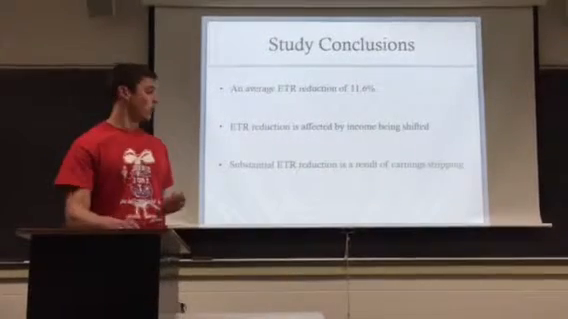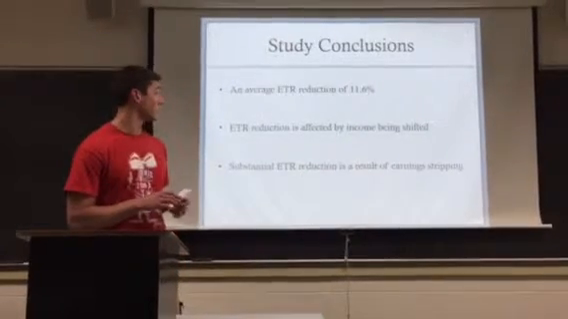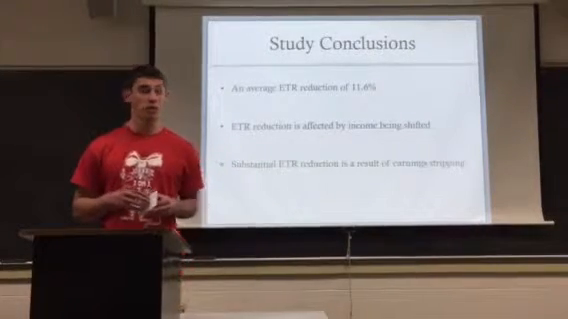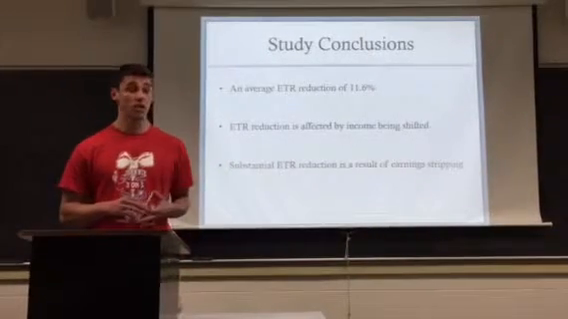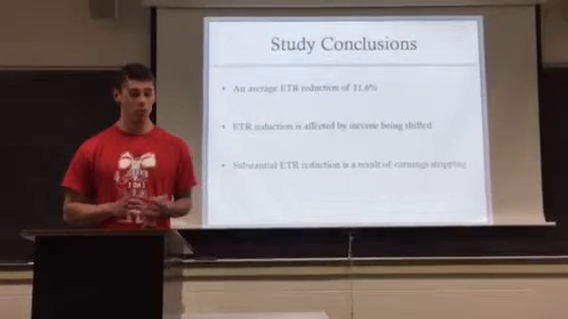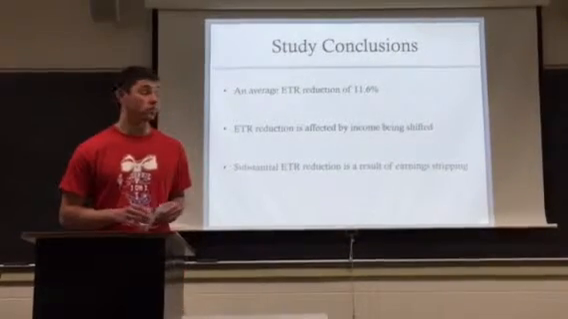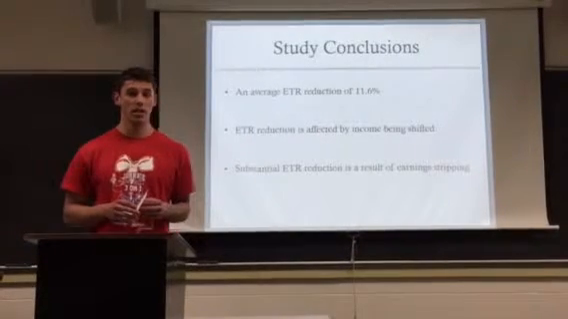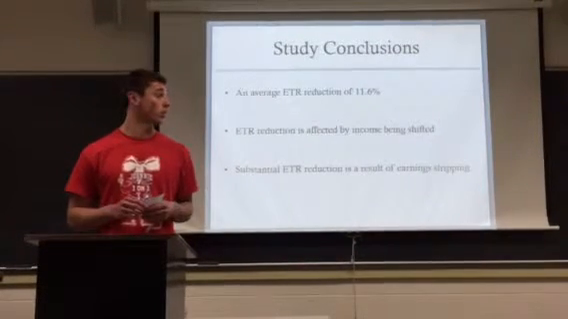So what this study concluded was that, on average, with the 12 corporations, there was an effective tax rate reduction of nearly 11.6%. They also found that this effective tax rate reduction was affected by the income shifting from U.S. to foreign income.